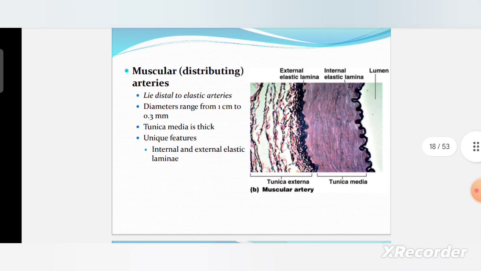Next is muscular or distributing arteries. These lie distal to elastic arteries, and their diameter ranges from 1 cm to 0.3 mm. In these arteries, the tunica media is thick, and they have a unique feature, that is internal and external elastic laminae.